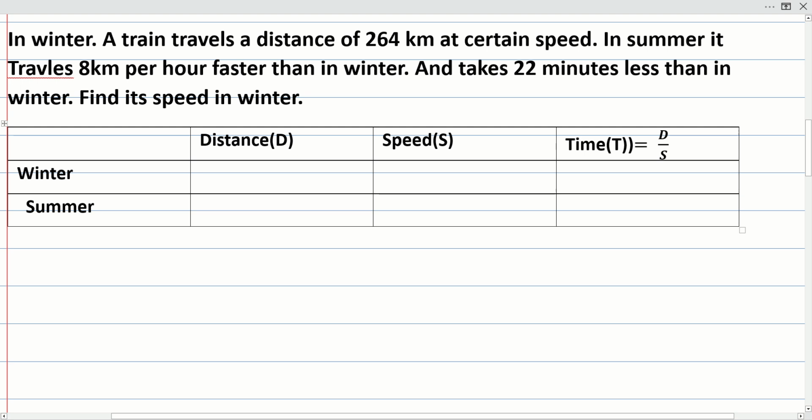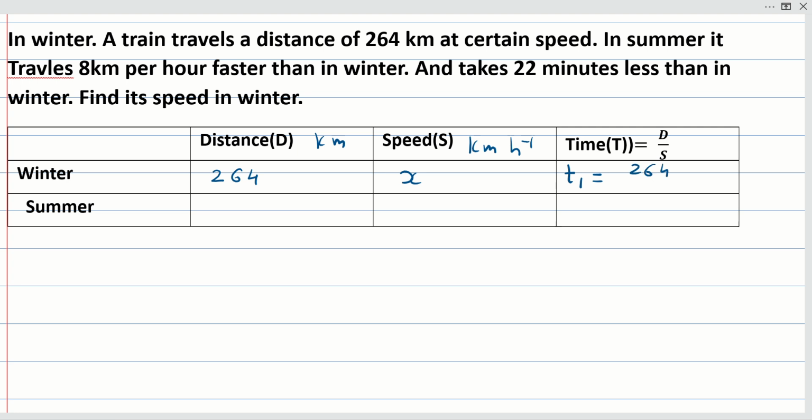So let us see. In winter, a train travels a distance of, okay. So the train is traveling in winter and summer. See the condition given to us. The distance covered is 264 kilometer in winter at a certain speed. So we don't know the speed, so x kilometer per hour. So the expression for winter we will take as t1, which is 264 upon x.